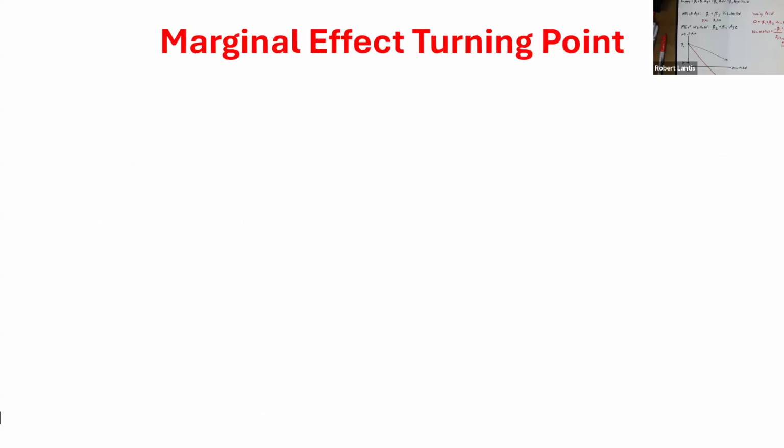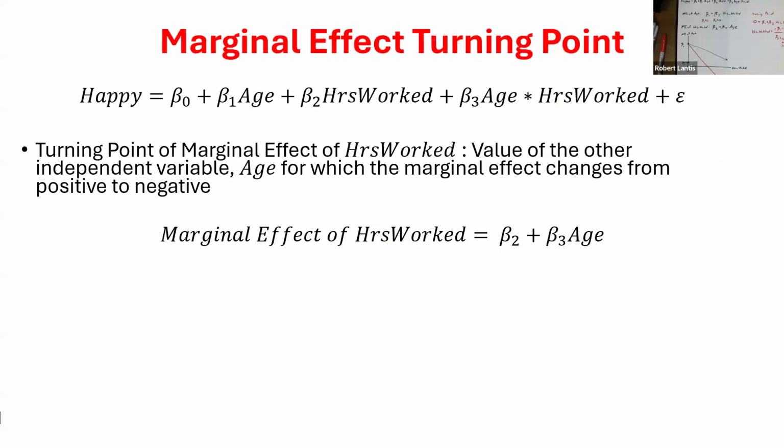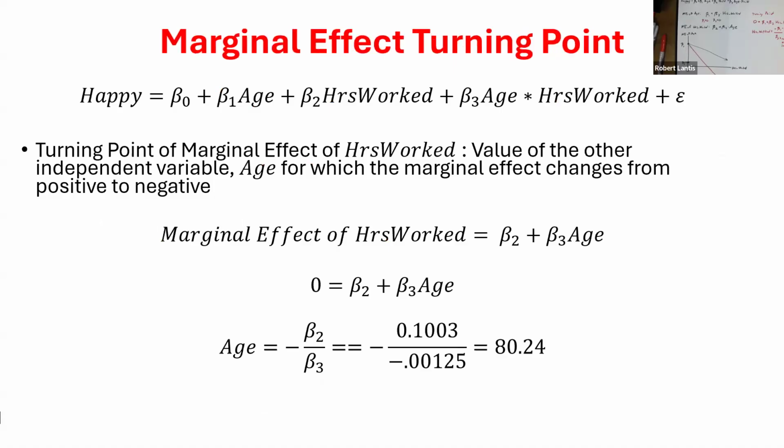So once again, we could do a turning point here. I don't think I threw in the slides. I think I just did. Oh no, I did. There we go. Right, I could find the turning point for the marginal effect of hours worked. Looks like it's an age of 80.